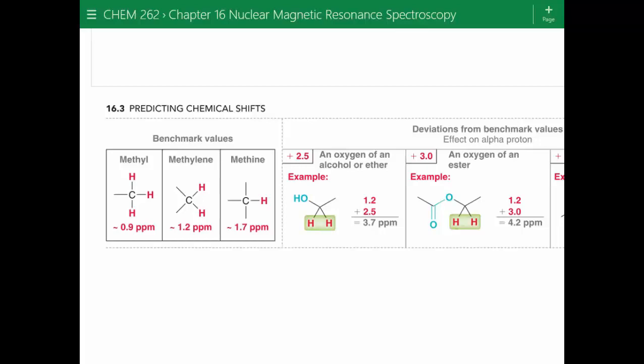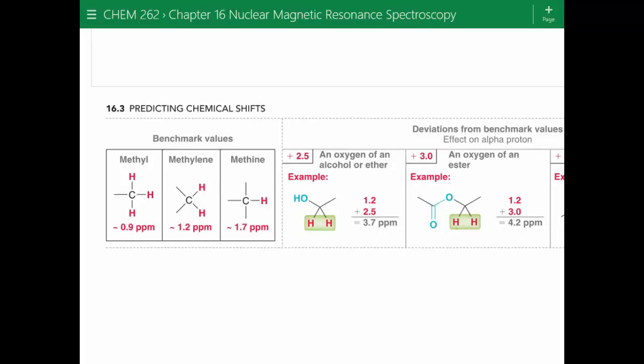So how many of you guys finished problem 3? You guys get ethanol for that one? Yeah. Where did your quartet show up? Like 3.75. Yeah, 3.7, right? So this very accurately predicted where that methylene set of protons should show up for ethanol.